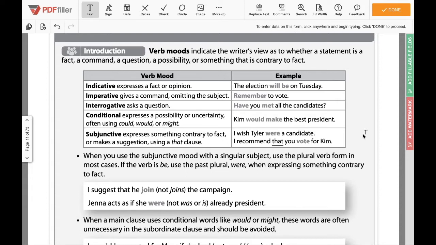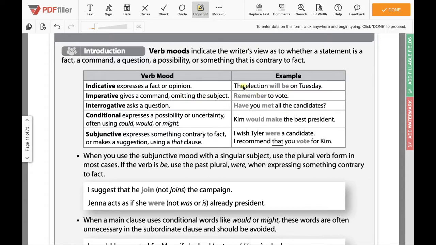The second one we're going to look at is imperative. That's the command that they talked about. Imperative gives a command and omits the subject. What that omit means is that it takes the subject out of the sentence. Now, just a refresher on what subjects are. Obviously this one's not going to have a subject because they omit the subject.